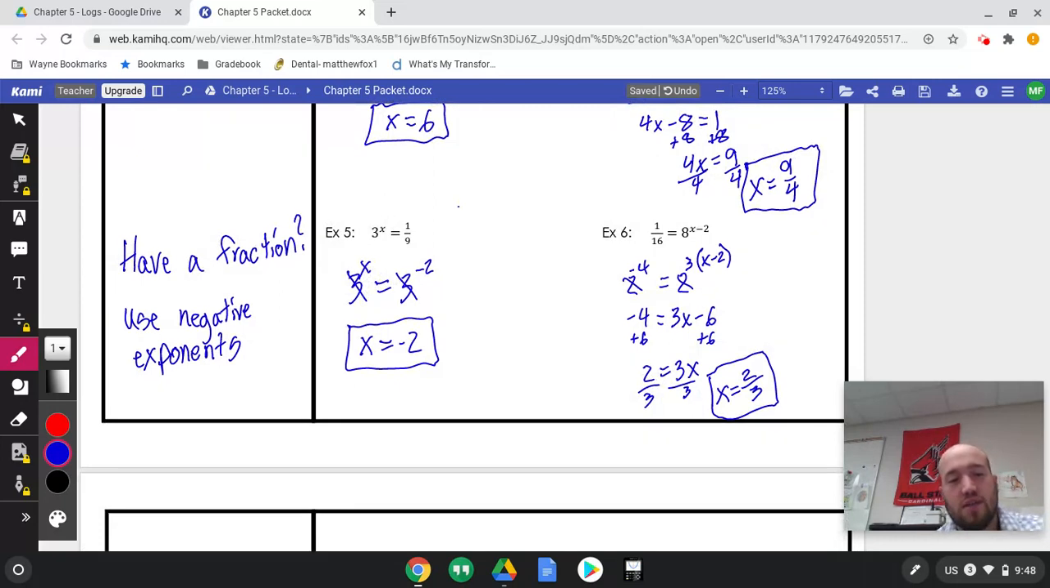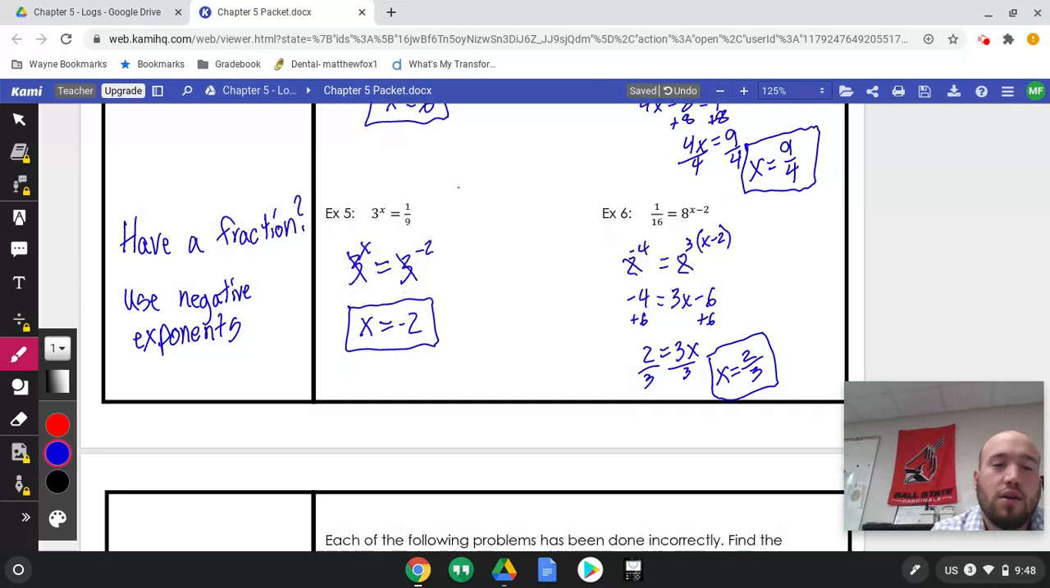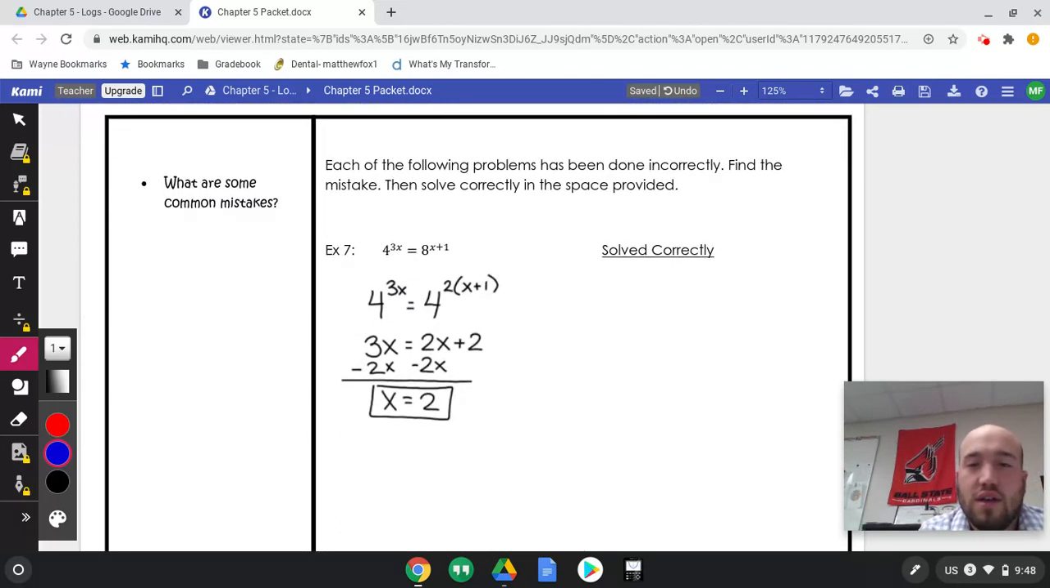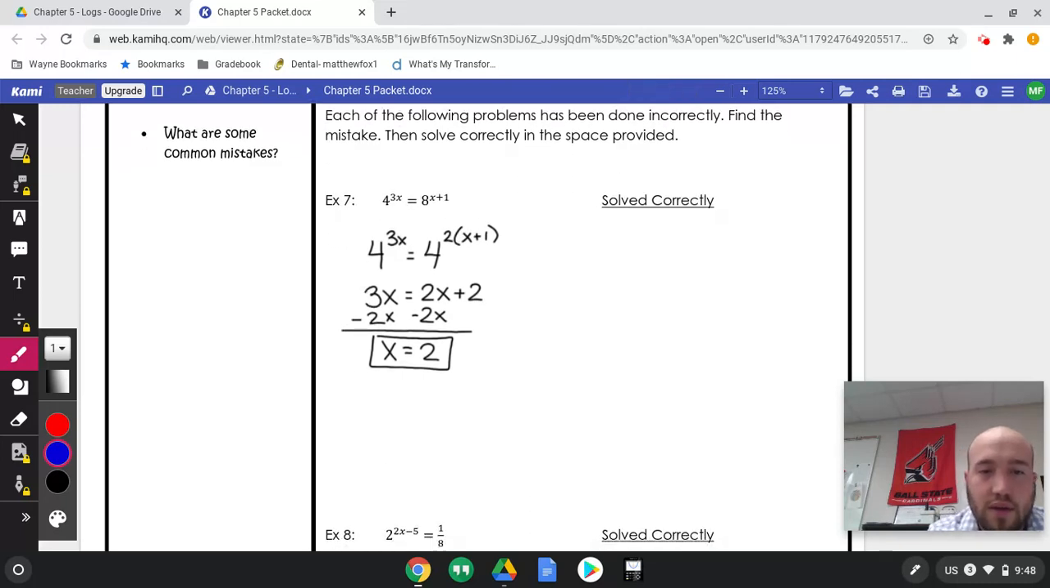All right, now, before I finish for the day, I want to show you guys the 2 most common mistakes that I've seen over the years, okay? So in my experience, these are the most common mistakes. So again, on the next page, there's an example of a problem done incorrectly. You need to find the mistake and then solve it correctly. So if we look here, 4 to the 3x equals 8 to the x plus 1. They rewrote that as 4 to the 3x equals 4 to the second times x plus 1. Distribute the 2 in, subtract it, and we get x equals 2.